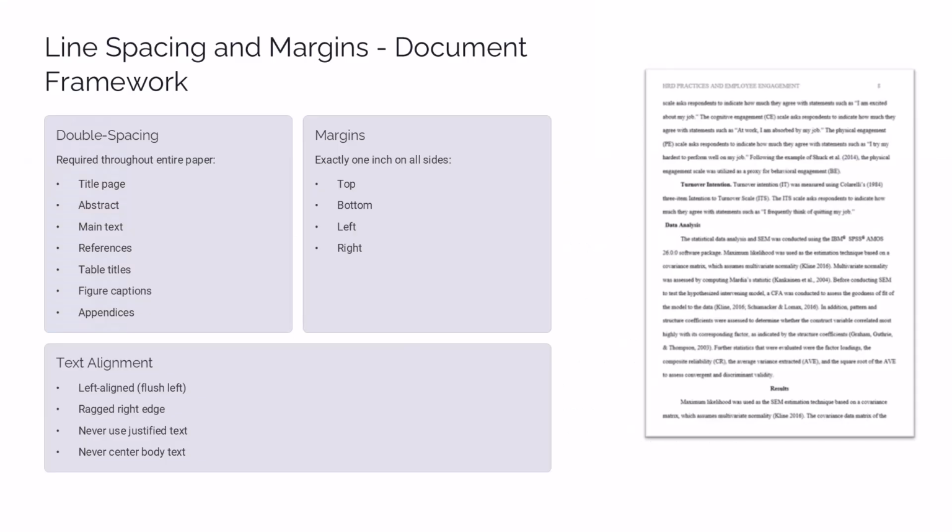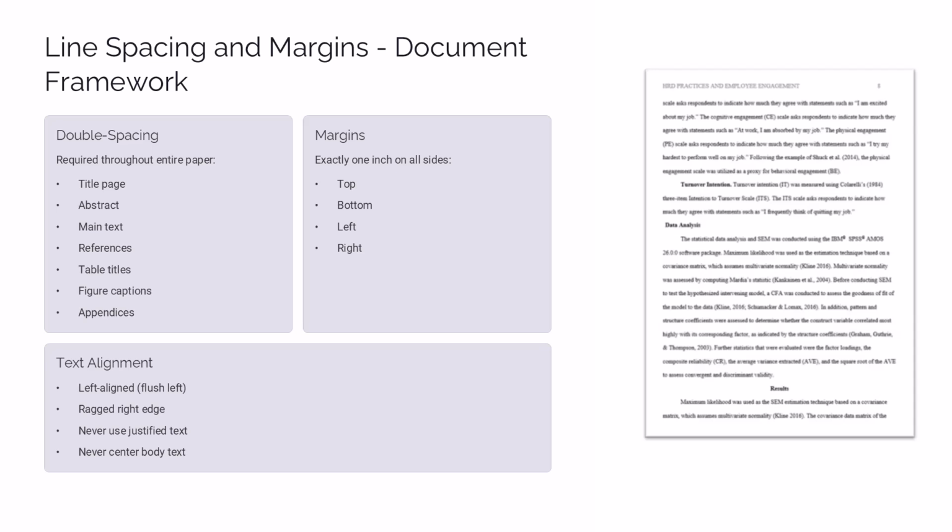Line spacing and margins. Document framework. Line spacing and margins create the structural framework that holds your content together and ensures optimal readability. These elements might seem purely aesthetic, but they serve important functional purposes in academic communication. APA style requires double spacing throughout your entire paper, with no exceptions.